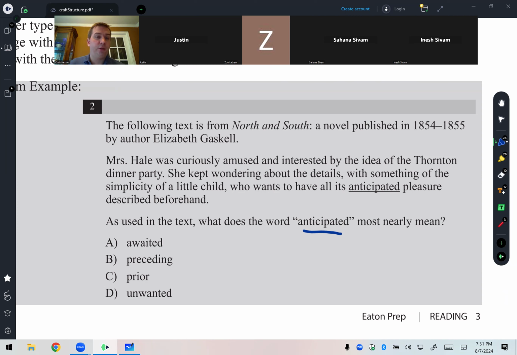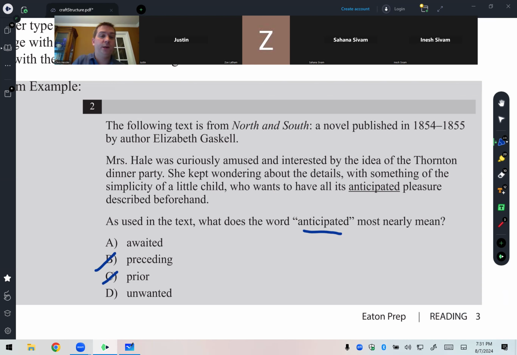what makes sense here. I'm going to try the words preceding and prior, just because they're similar. Let's see if B and C make any sense. I'm just considering them. She kept wondering about the details with something of the simplicity of a little child who wants to have all its preceding pleasure described beforehand. And that doesn't make any sense. And prior wouldn't make any sense either. A little child who wants to have all of its prior pleasure described beforehand. We're going backwards here. I'm going to cross off B and C.